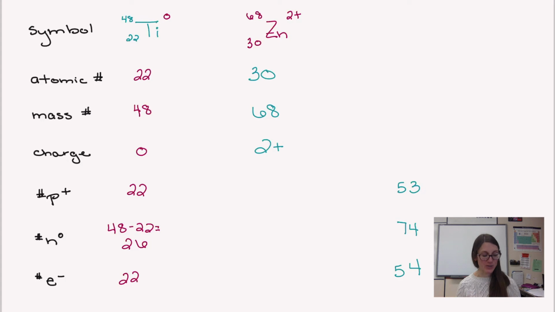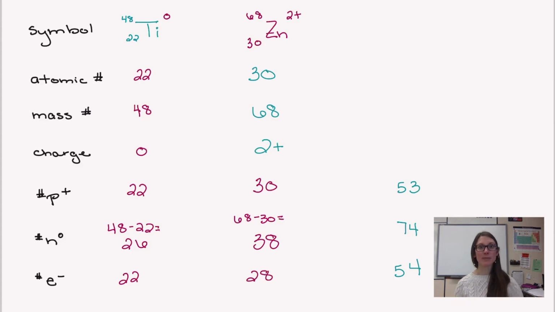Let's combine protons, neutrons, and electrons. Again, the number of protons is the same as that atomic number. So in this case, 30. The number of neutrons is the difference between the mass number and the atomic number. So I'm going to do 68 minus 30, and this is 38 neutrons. And then the number of electrons, we will look at the charge in that top right corner. This is 2+. This means I have 2 more protons than I have electrons. Since I have 30 protons, I must have 28 electrons.